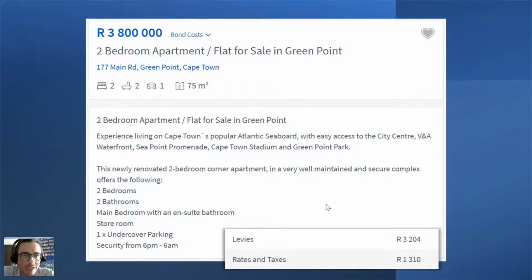So this property is on the market for 3.8 million. That's a 75 square meter property for 3.8 million. Crazy. It's crazy. And the levies are 3,204 and the rates and taxes are 1,310. Crazy. So let's have a look at what the rent could be.